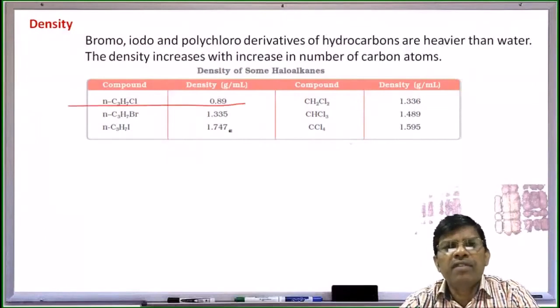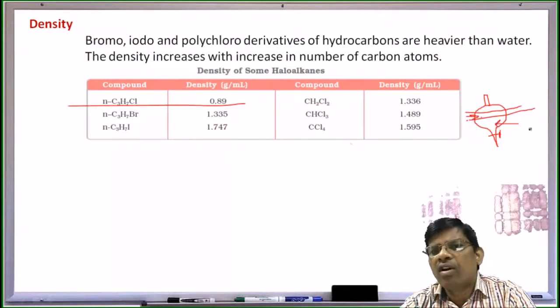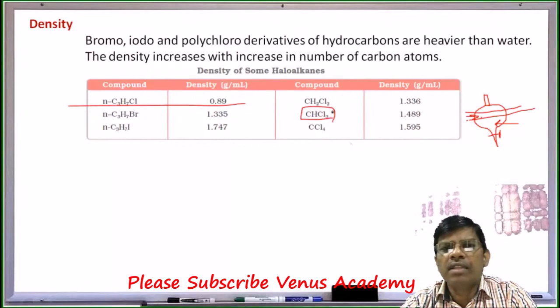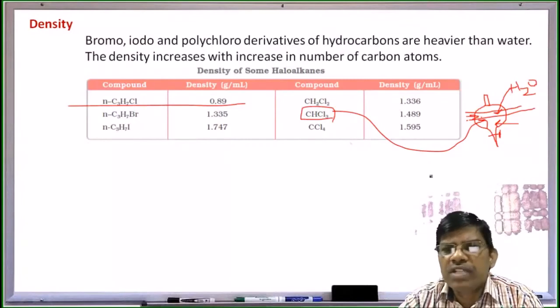Density: most of the halogen containing compounds are denser than water. That is why when you take these halogen compounds in a separating funnel, the layer which is downside is the halo compound and the water layer comes above the halo compound. For example, if I take dichloromethane, CCl4 or chloroform, chloroform is down and water is going to be the upper layer. In organic chemistry, these compounds are used as solvents for extracting the organic compounds which are there in the water.